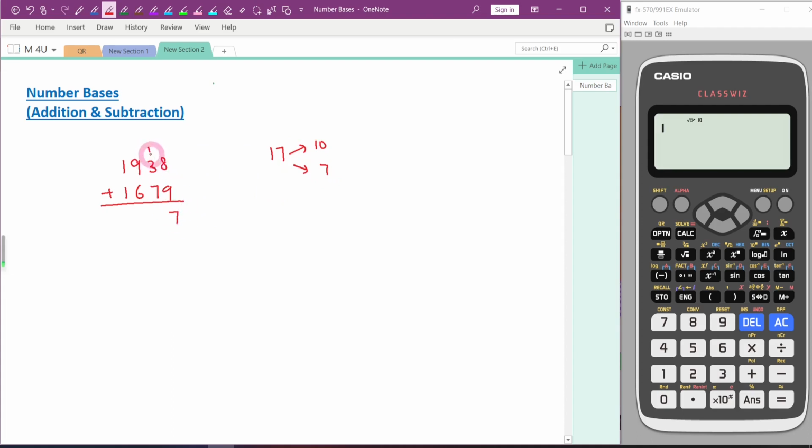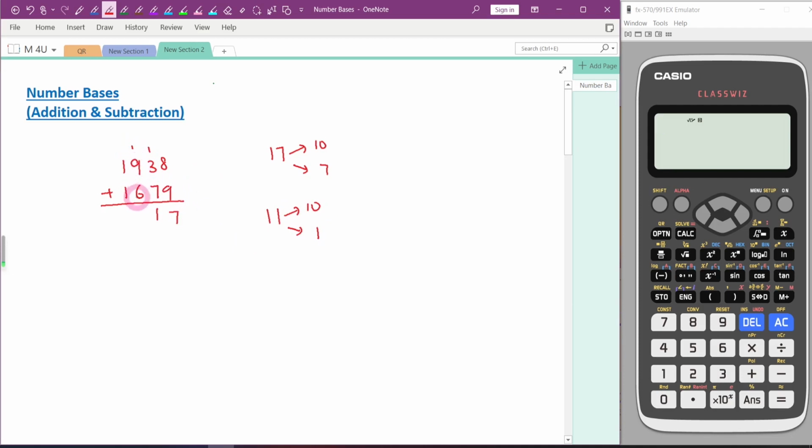So this 3 plus 1 is equal to 4. 4 plus 7, you get 11. But do we write 11 over here? No. 11 is equal to 10 plus 1. We only write 1 and the 10, we add 1 over here, right?